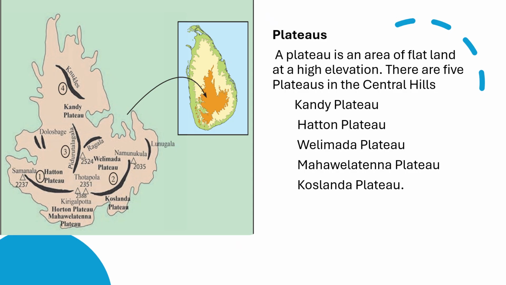Plateaus. A plateau is an area of flat land at a high elevation. There are 5 plateaus in the Central Hills: Kandy Plateau, Hatton Plateau, Valimadda Plateau, Mahawelatana Plateau, and Koslanda Plateau.